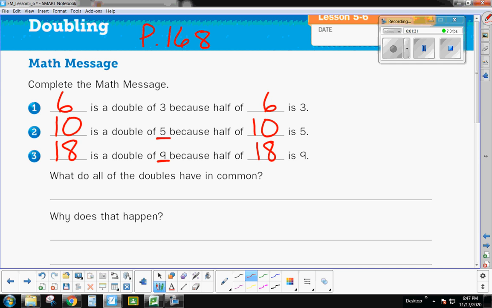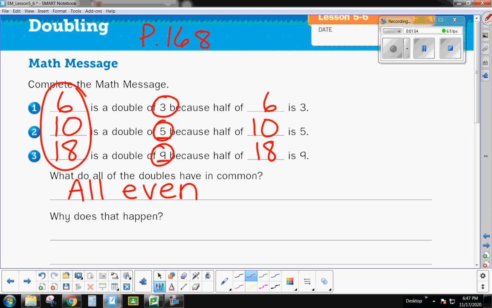So boys and girls, look at all of these doubles. What do all of these doubles have in common? Hopefully you notice that all of them are even numbers. Okay, they're all even. Now, isn't that weird? Because these numbers aren't even, right? But our doubles are all even. Why does that happen? Even when the number we're doubling is odd, we get an even number.